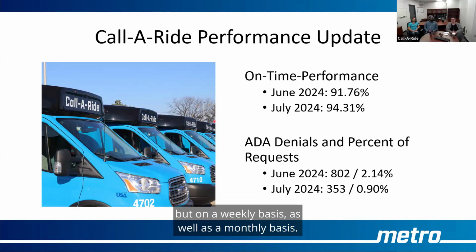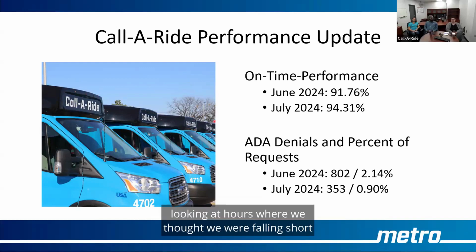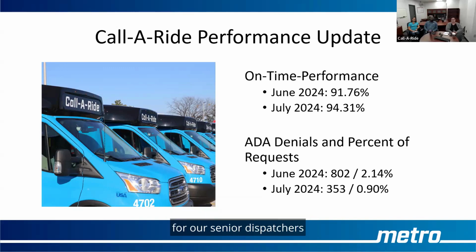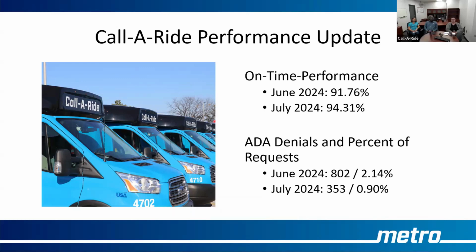but on a weekly basis as well as a monthly basis. And looking at our on-time performance, we took measures to, number one, increase it by addressing our manpower, looking at hours where we thought we were falling short, and placing our resources where they needed to be. We also created 2 new positions here at CallRide for our senior dispatchers, so it could provide a more humanistic aspect to on-time performance and not solely rely on what was coming out of Trapeze.